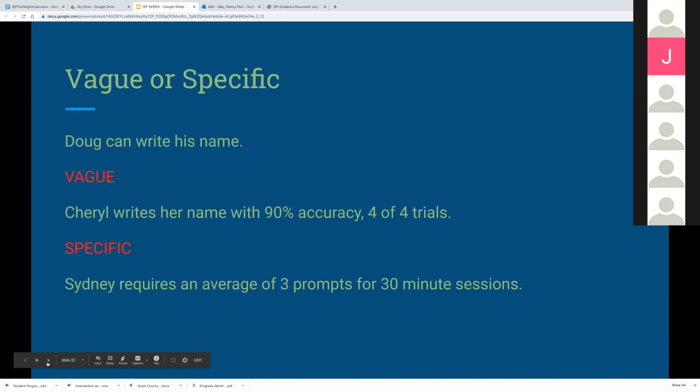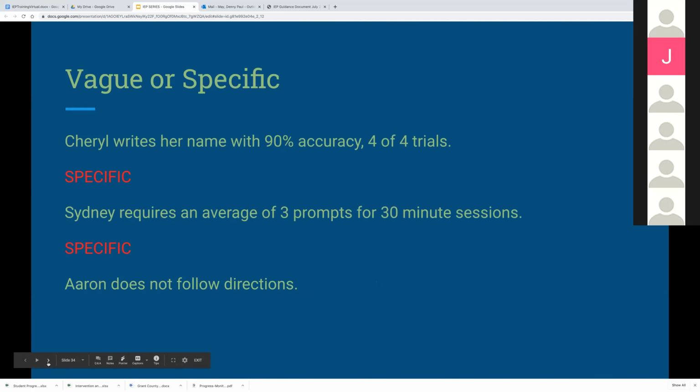All right, let's go right on through that. So Cheryl writes her name with 90% accuracy on 4 trials. That's specific. Sydney requires an average of 3 prompts for 30-minute sessions. Now look, Aaron does not follow directions. Is that one vague or specific? I think you're getting the idea here. So when we're writing present levels, it's very important that we put numbers with our present levels. And that really helps us to define what the student is able to do at this current time. And this information needs to be current.